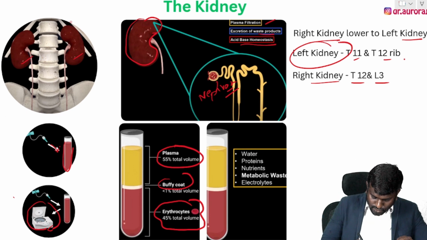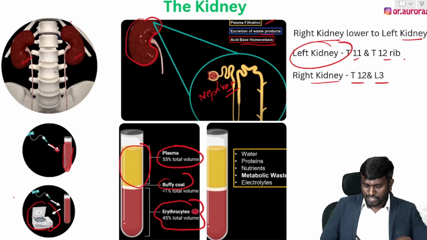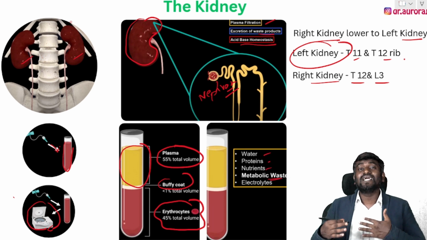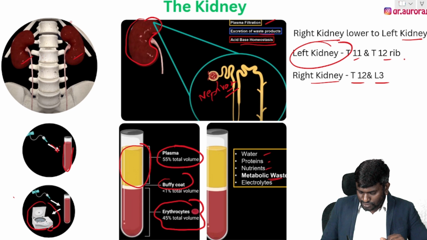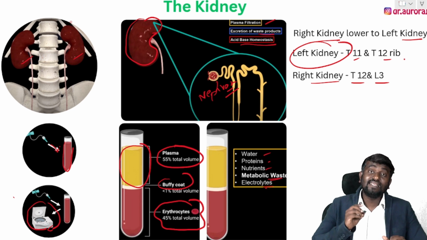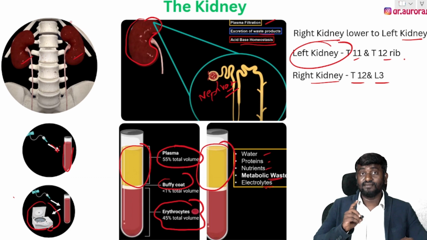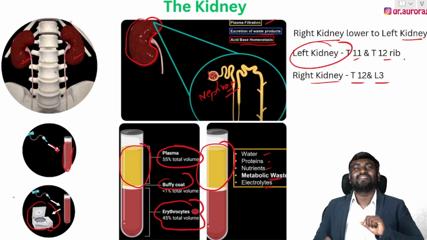Now this is called what? The plasma. Yes. What does plasma have, sir? Plasma has water, proteins, nutrients, and also metabolic waste like urea and ammonia. Yes. And also the electrolytes. Now the kidney, remember, is going to help with what? Plasma filtration. Very important. I hope you got it.